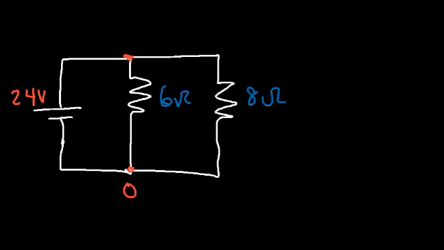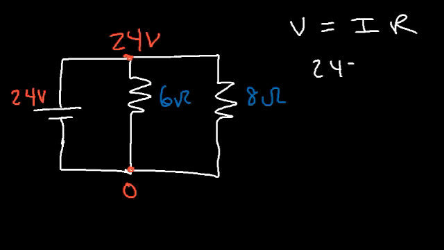So if the potential at the bottom is 0, at the top is 24. So let's use the equation V equals IR. So let's start with the 6 ohm resistor. There's 24 volts across the 6 ohm resistor. So 24 divided by 6 will give us a current of 4 amps.